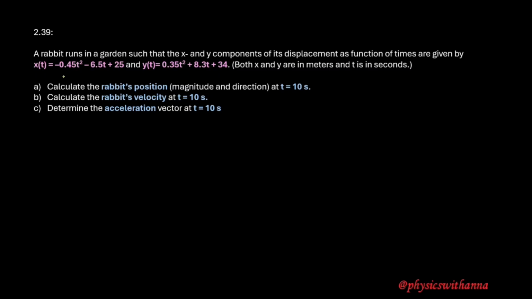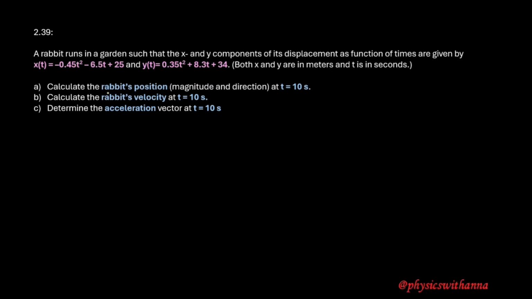Question 2.39. A rabbit runs in a garden such that the x and y components of its displacement as functions of time are given by x equals negative 0.45 t squared minus 6.5 t plus 25 and y equals 0.35 t squared plus 8.3 t plus 34. Both x and y are in meters and t is in seconds.